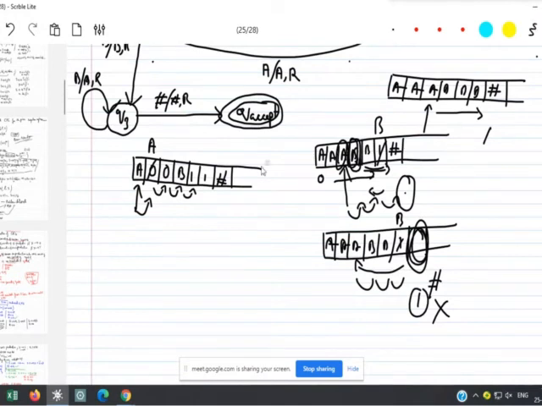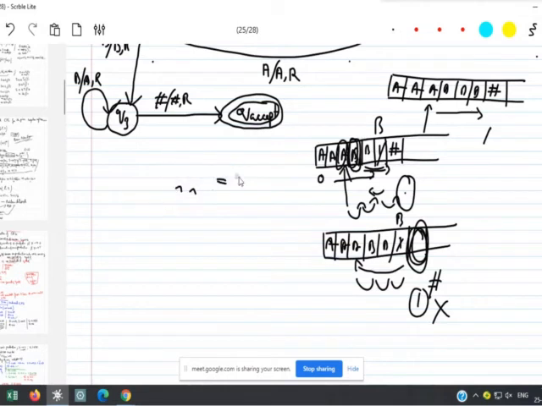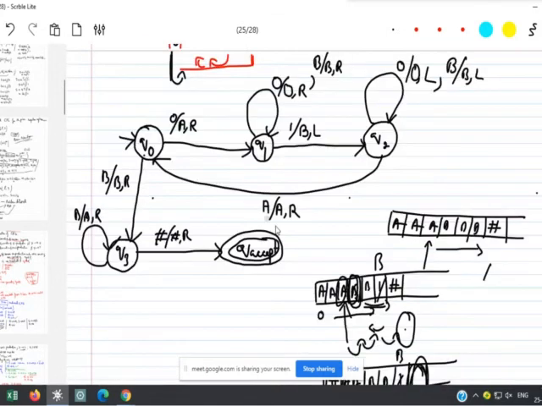Acceptance, final state, acceptance. And then again, I have already mentioned that for Turing machines, you need to specify the rejection state and acceptance state very clearly. So again, I need to insert the rejection. Reading this A back, suppose instead of finding hash, before this hash, you find one.